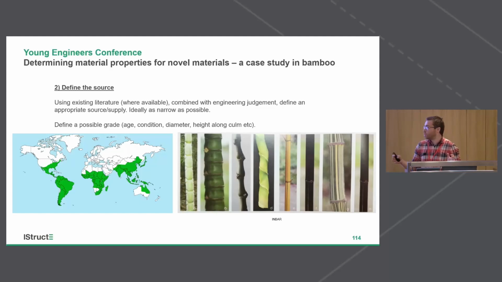So firstly, geographically. Species as well. There's over 1,000 different species of bamboo. What species are we going to use? Geographically, are we going to look at this species globally, or are we going to take it just from, say, Colombia? And are we going to take it from one part of Colombia?